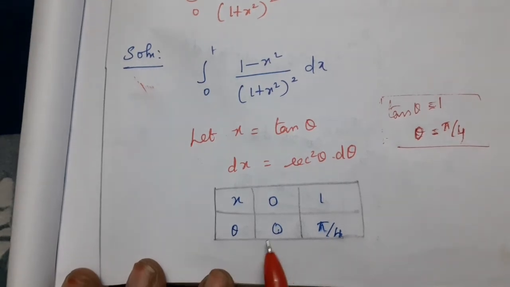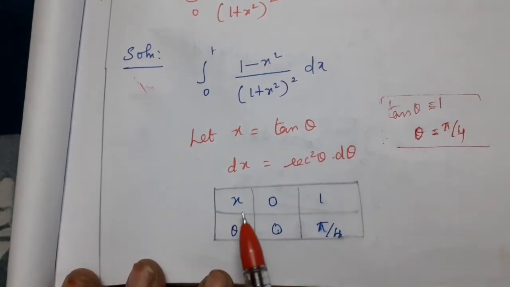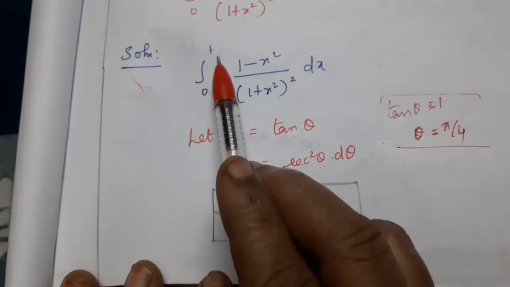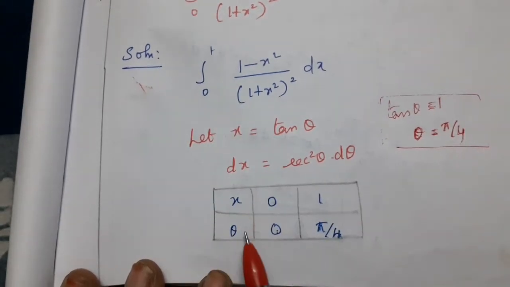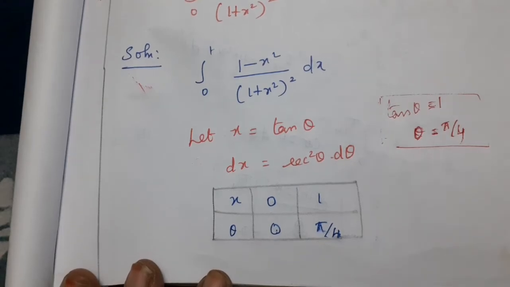So what do the limits become? 0 and pi by 4. In terms of x, the given limits are 0 and 1. After changing to theta, the limits become 0 and pi by 4.